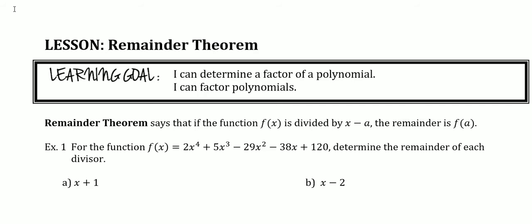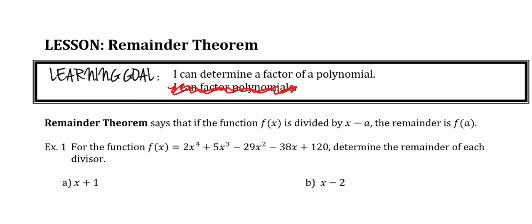So, remainder theorem. And we're not actually factoring today. This part's wrong. Oh dear. Get rid of that. Okay, remainder theorem says that, and again, the definition, you're going to be like, huh, what? But it's actually really straightforward.